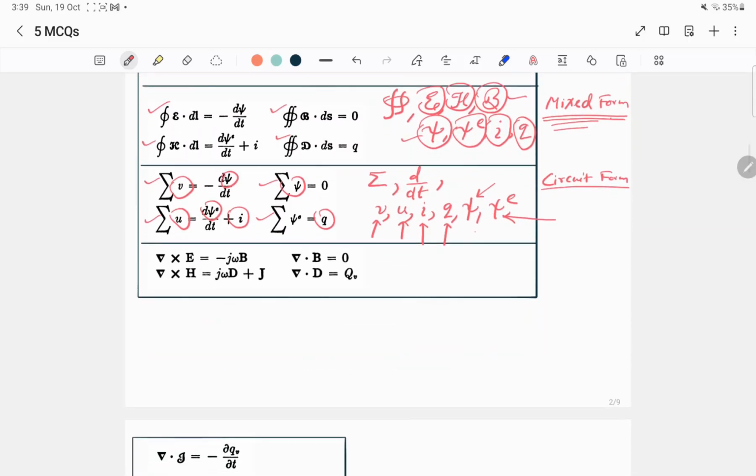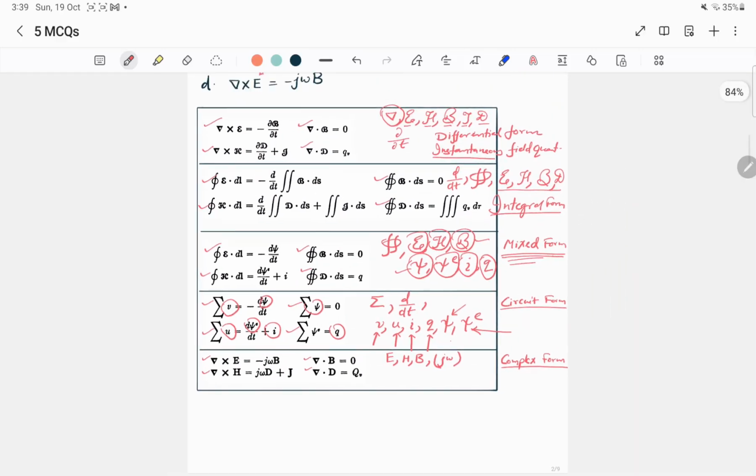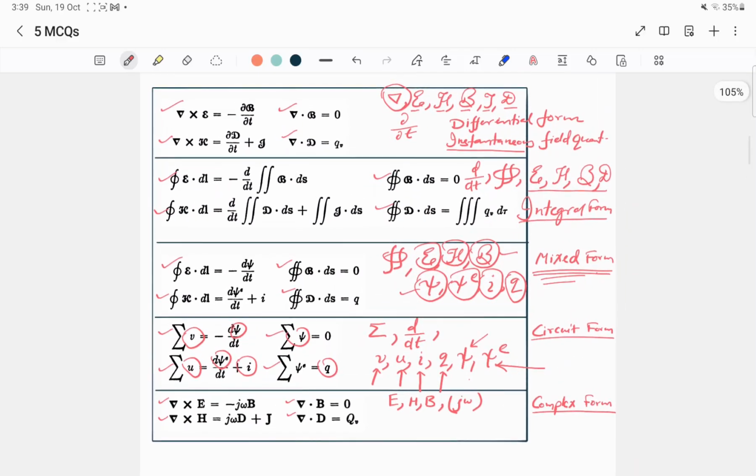Now if you see these four set of equations, here we have used Roman letters E, H, B, and the j omega term is also used. So that is why these are Maxwell's equations written in complex form. Now you have understood that Maxwell's equations can be written in various forms.